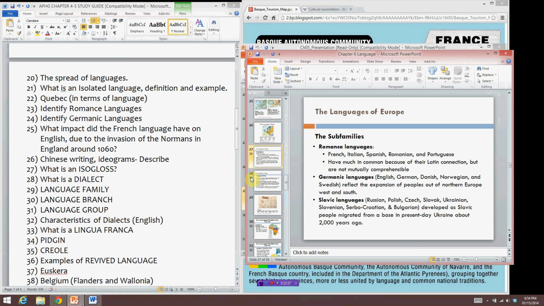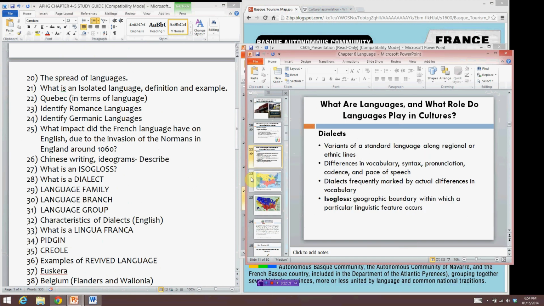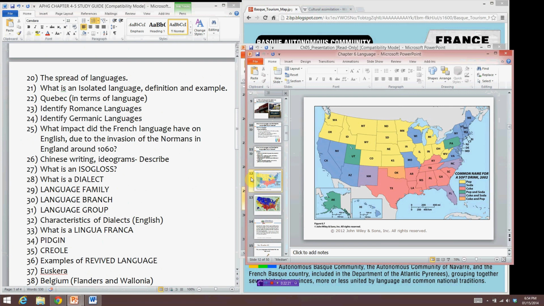There's the definition according to the PowerPoint that we looked at. Isogloss is a geographic boundary within which a particular linguistic feature occurs. And here's a map that shows you some of the ones we looked at in class. Bam, there it is. Common name for a soft drink. In the yellow, they call them a pop. In blue, soda, and so on and so forth. You can read that.